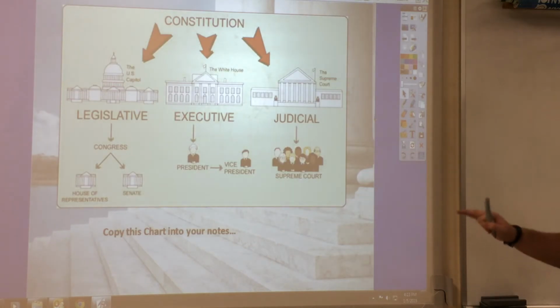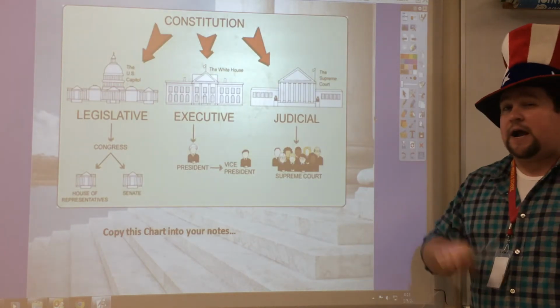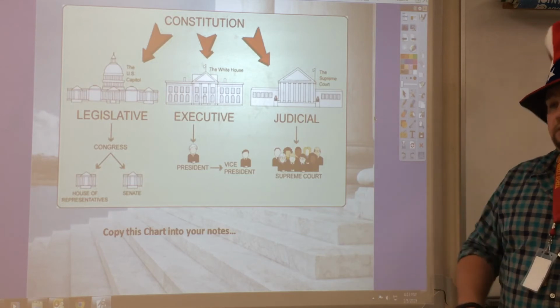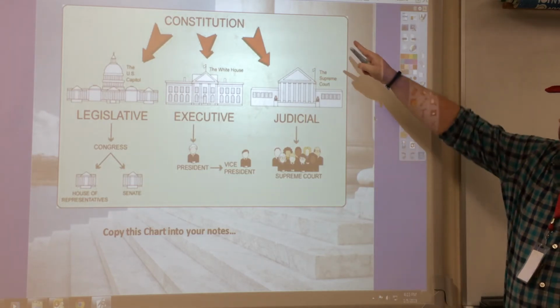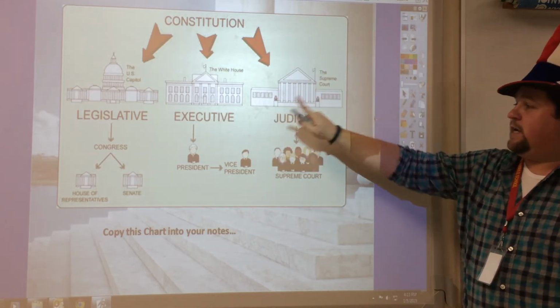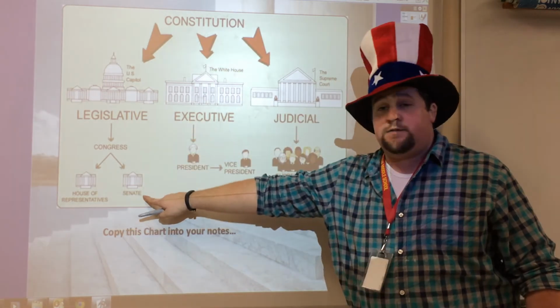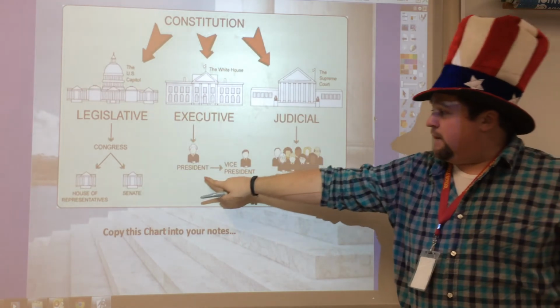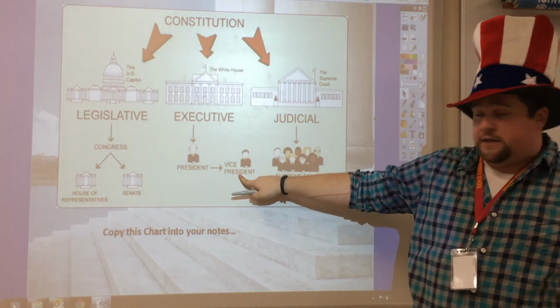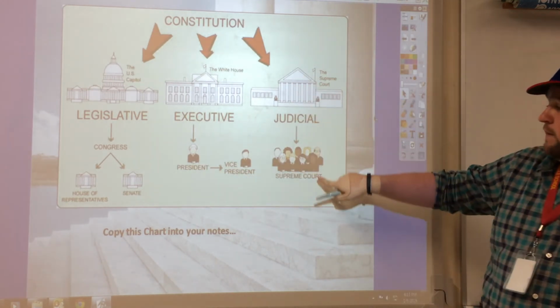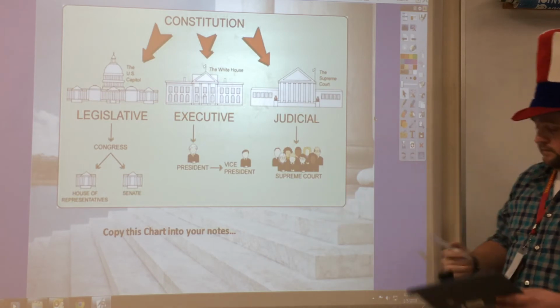Here's a quick little chart. If you want to jot this down in your margins, I would highly recommend it because we're going to be doing something similar in class. Basically, guys, the Constitution is what sets up the legislative, executive, and judicial branch. The legislative branch is made up of Congress, which is the House of Representatives and the Senate. The executive branch is made up of the president and therefore the vice president. And the judicial branch is made up of the Supreme Court.